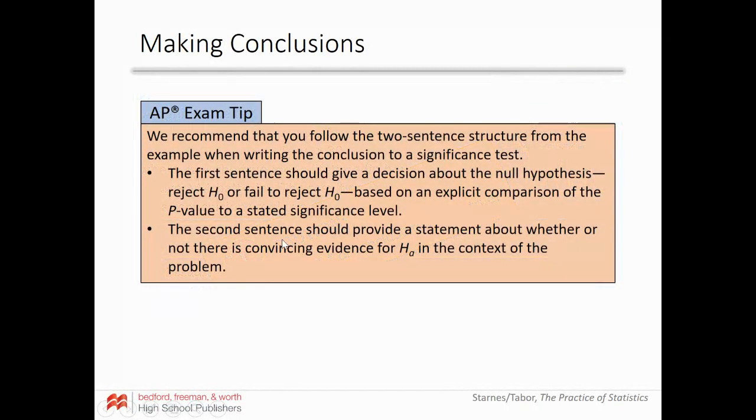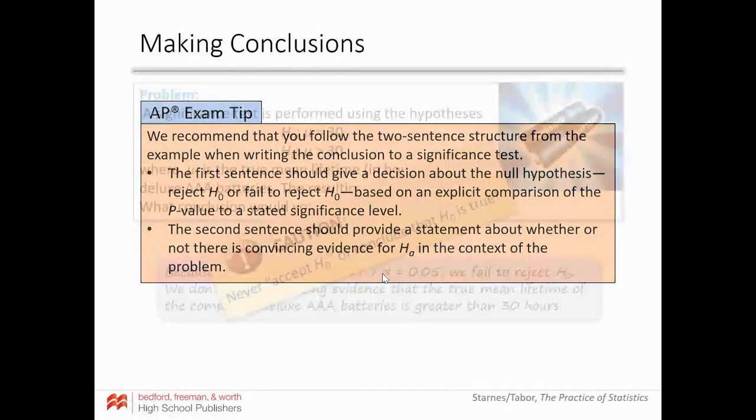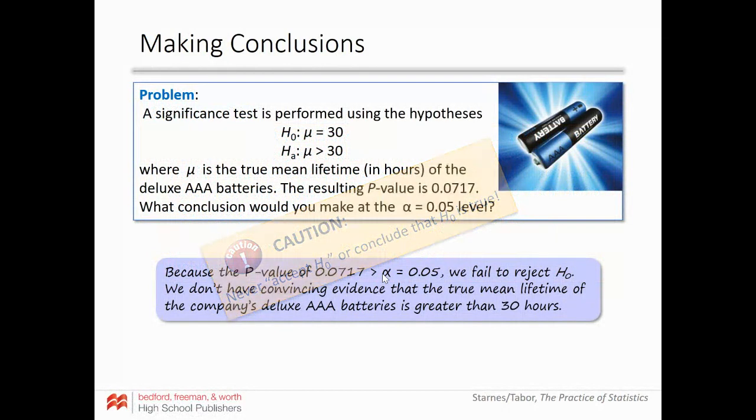And then the second sentence is we should provide a statement about whether or not there's convincing evidence for HA in context. So here, since we fail to reject H0, we do not have convincing evidence of the true mean lifetime of the company's deluxe AAA batteries. If we reject H0, so we're saying H0 is false, then we would have significant or convincing evidence in favor of HA.